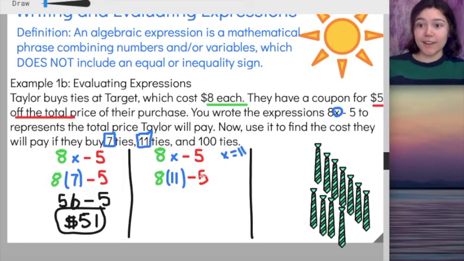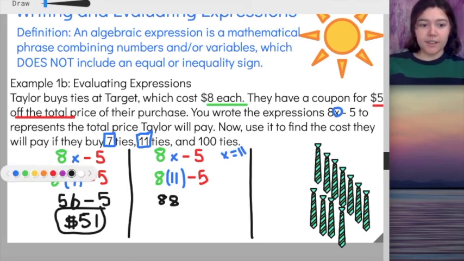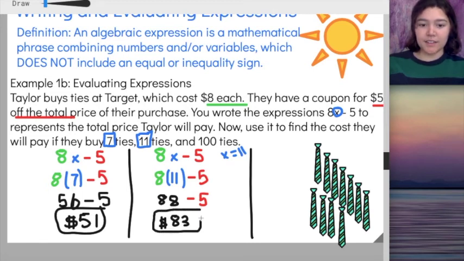So let's then figure that out. What is 8 times 11? That's going to give us 88. And then I need to subtract 5. Okay, 88 minus 5, that is equal to 83. So if Taylor goes to the Target and buys 11 ties, they're going to end up paying $83. $88 for the ties themselves, and then we subtract $5 for that coupon that they had.